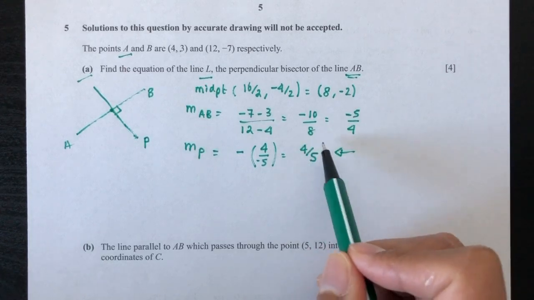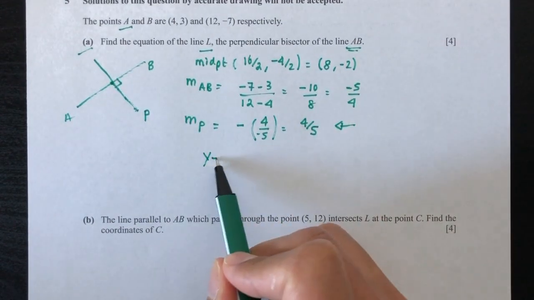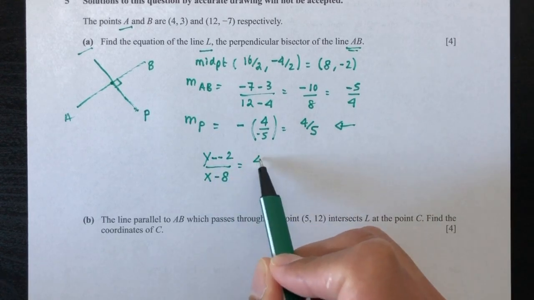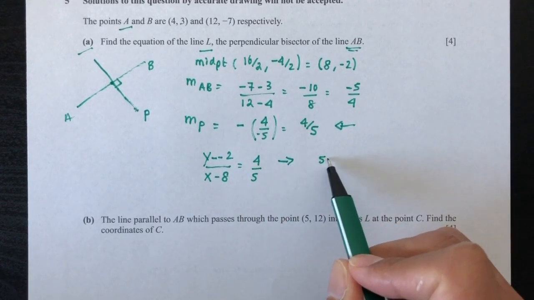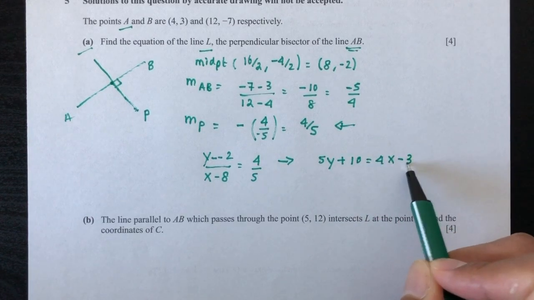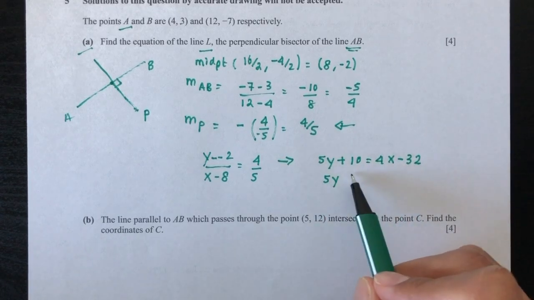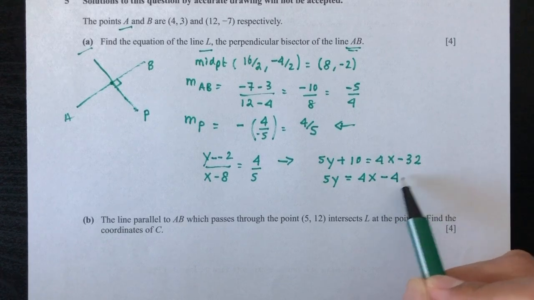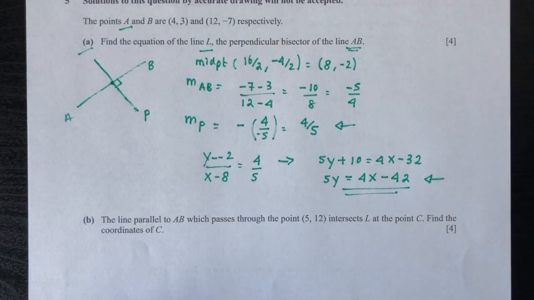So since we have the gradient and we have the passing point, we can find the equation. So (y minus minus 2) divided by (x minus 8) equal to 4 over 5. Now we cross multiply. This will give me 5y plus 10 equal to 4x minus 32. Now make 5y the subject of the formula. You will have this equal to 4x minus 42. So this will be the equation of the perpendicular bisector of line AB.